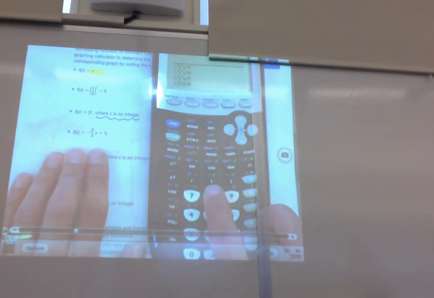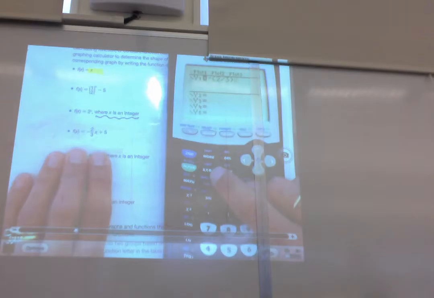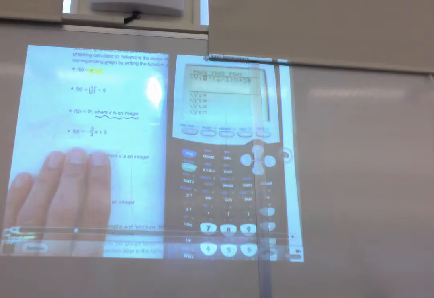So down here, parentheses, 2 divided by 3. Close the parentheses. Whenever you do a fraction, you're going to have to do that. X is this variable button. Plus 5. Were you able to do that in your y equals? Graph it. Oh, all that work and it's a straight line, huh? I found it.